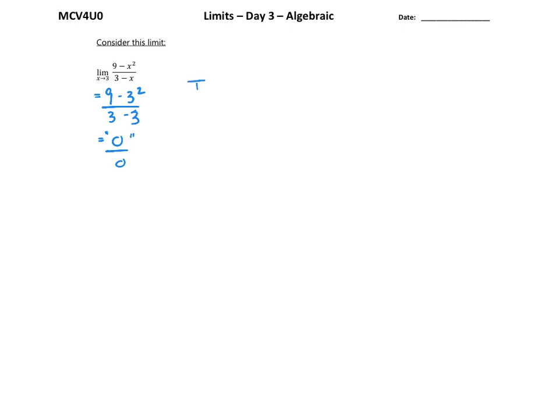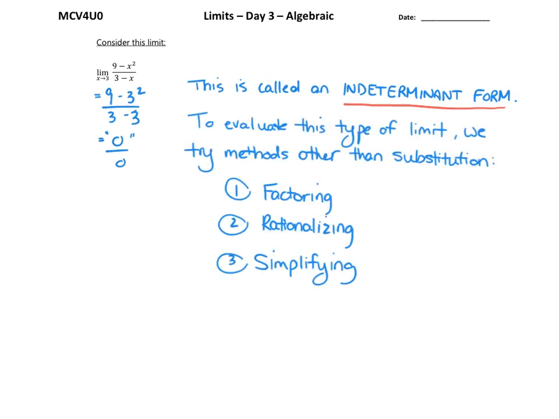Okay, this is called an indeterminate form. There are many other types of indeterminate forms, but for our purposes right here, this basically means that we can't evaluate this limit by substitution, and we must try other methods. And today we're going to talk about those other methods.